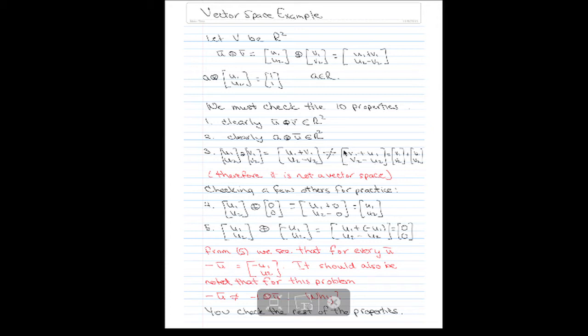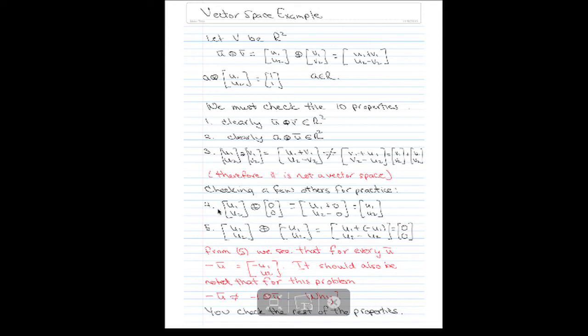And we notice that this vector is not the same as this vector because they differ in the second components. So we could stop here and we would know that this set with this defined addition and scalar multiplication does not form a vector space. But we'll check a few more of these properties just for the practice.